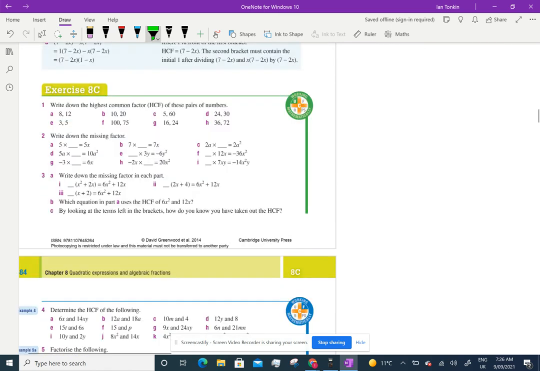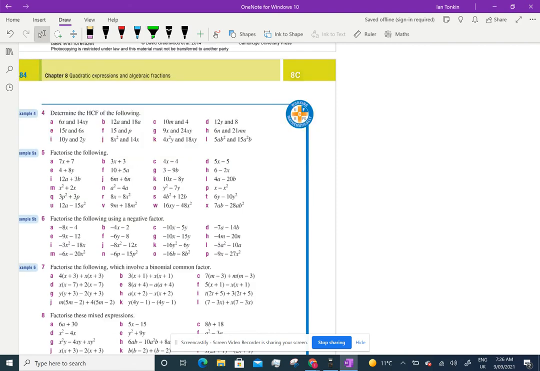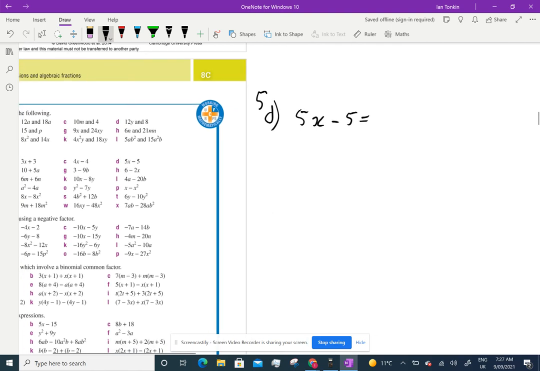So we're going to start very simply. And I'm doing the last column this time, so 5D. So the first thing, look for all the numbers you can. So here, I can take a 5 out. Beautiful. What am I left with if I take a 5 out of that? Oh, I'm left with an x. Put a parenthesis because we're writing this as factors.